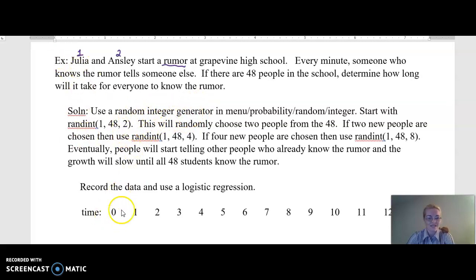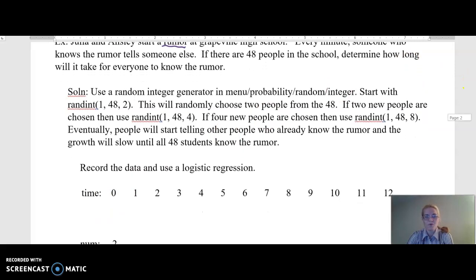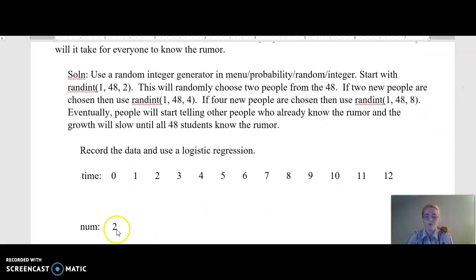But here's the way it works. So at time 0, 2 people know the rumor. So the number of people who know it. Right now, person 1 and person 2 know at time 0, right? And so 1 minute later, they're each going to tell someone else. So again, there are 48 people in the school. So what we're going to have our calculator do is randomly pick 2 numbers between 1 and 48. That's what this 2 is.